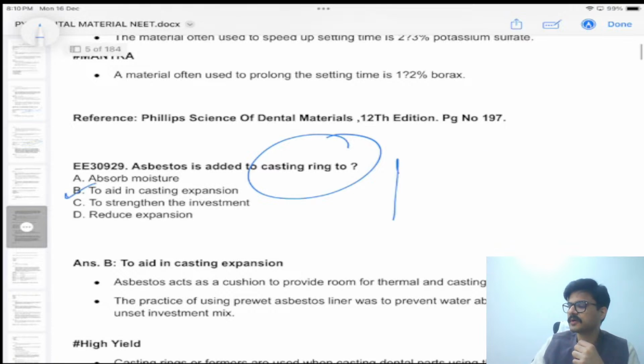What all other things are important? So basically, we are looking at the ring liner, right? So let's look at the other important questions that come. That's the crucible former base. That's your sprue. That's your wax pattern.